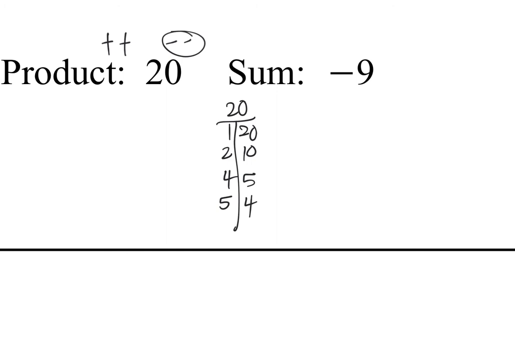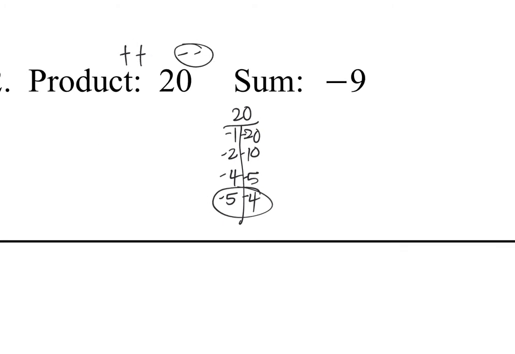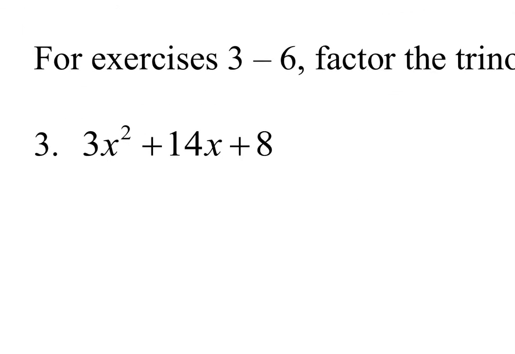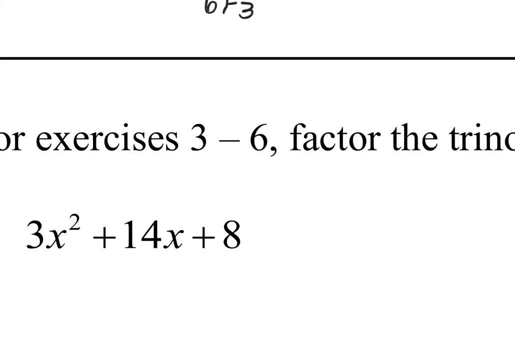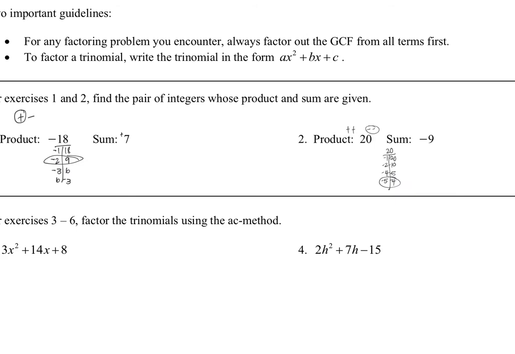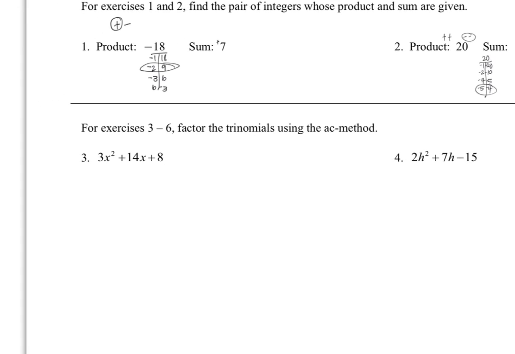Right here we have a positive 20 and a negative 9. If you're multiplying to get a positive, your signs are the same, either both positive or both negative. But you're adding these two same signs to get a negative 9, so they would both need to be negative. If you think about 20, you've got 1 and 20, 2 and 10, 3 doesn't go in, 4 goes into it 5 times, 5 and 4. So you start repeating, and you can stop. They'll both be negative, so what adds to give us negative 9? Negative 5 and negative 4. Those two problems were just an exercise to get us ready for factoring using the AC method.